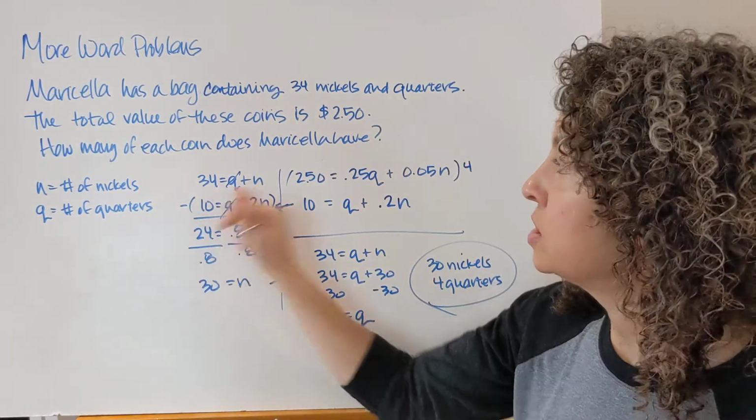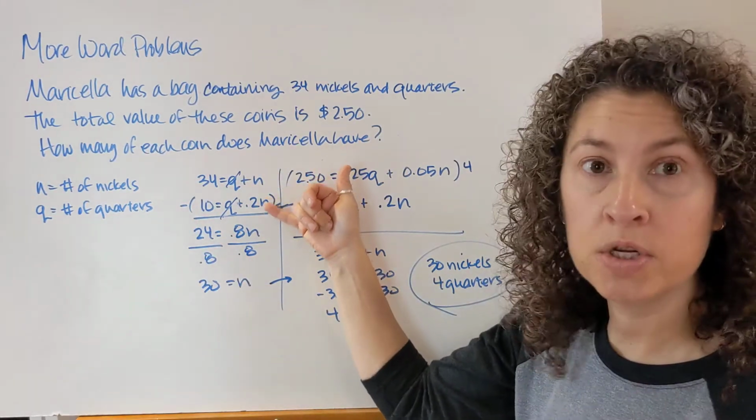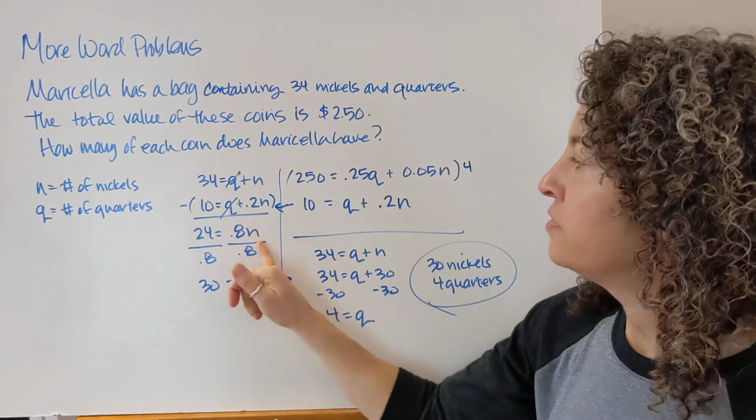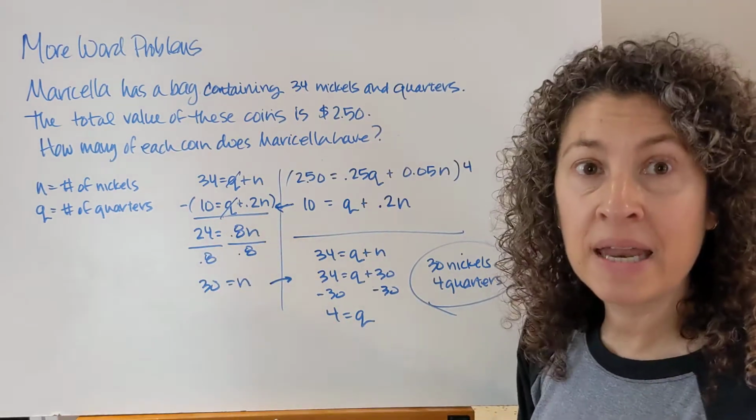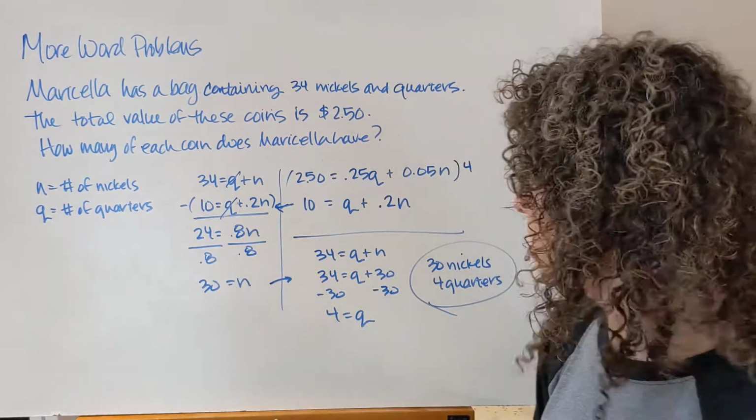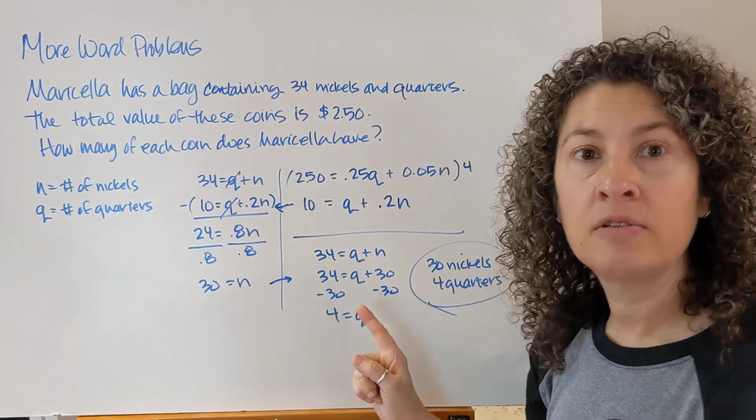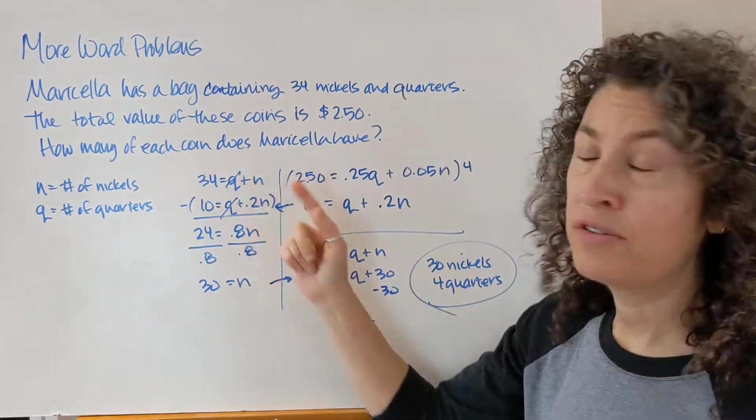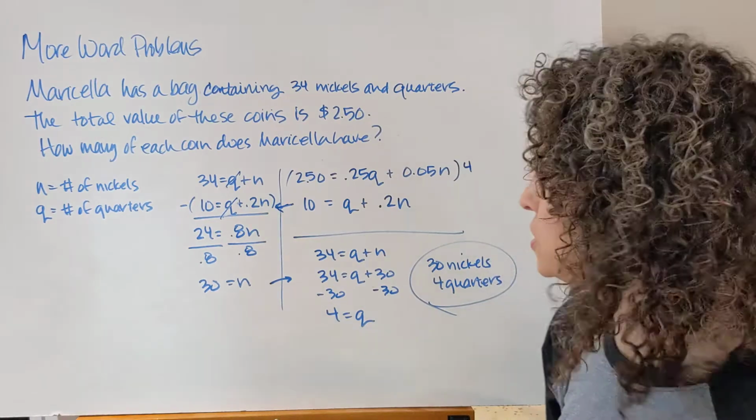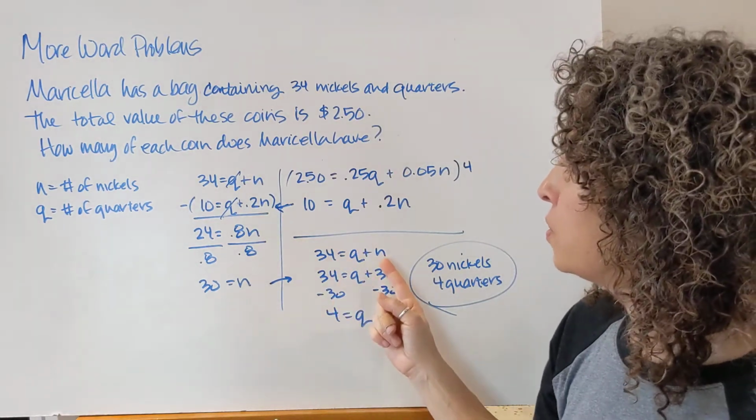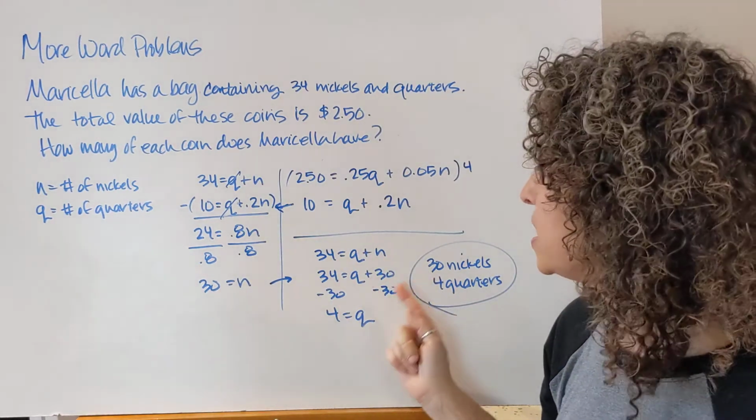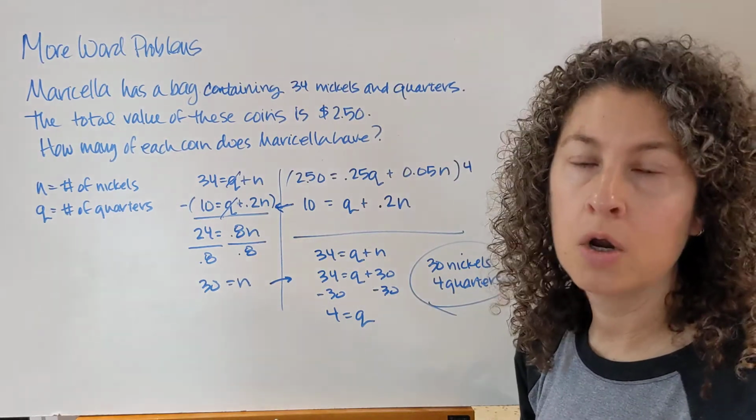Careful with the subtraction. I want to make sure I do N minus the 0.2N and don't add them together. Divide by 0.8 and I come up with 30N, which is the number of nickels that we have here. I need to go back and figure out the number of quarters. I'm going to use this first equation because that's much friendlier to use. I have 34 equals quarters plus the nickels. If I have 30 nickels, then that means I have to have 4 quarters.